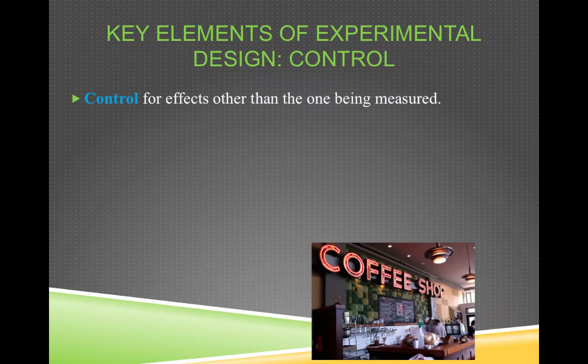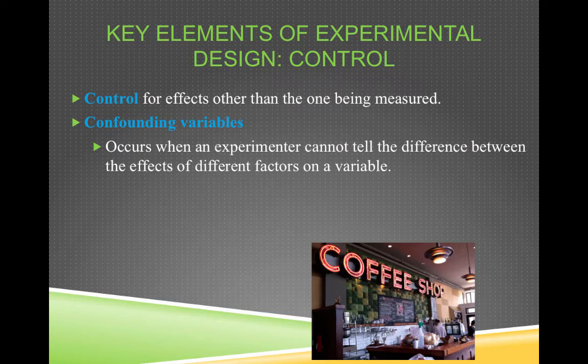Okay, so what is control? We want to control for effects other than the one being measured. Right? So what do we mean? We don't want to pick up confounding variables. Sometimes you guys will hear these referred to as lurking variables. All right, so these occur when an experimenter cannot tell the difference between the effects of different factors on a variable.